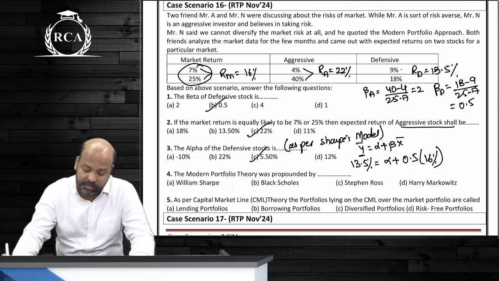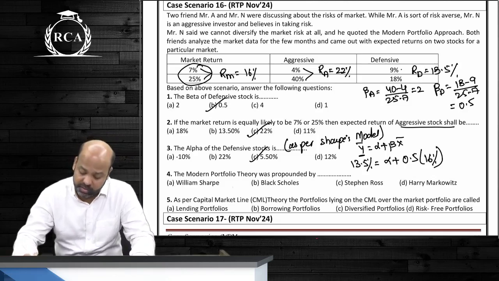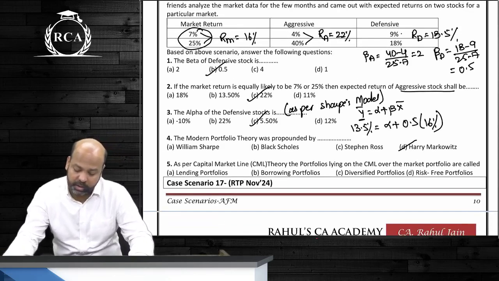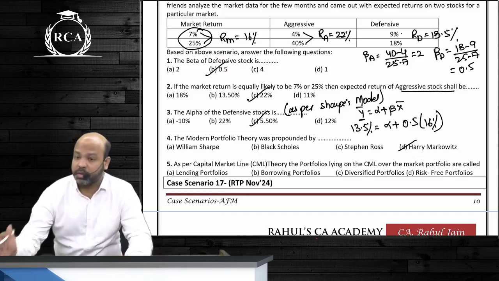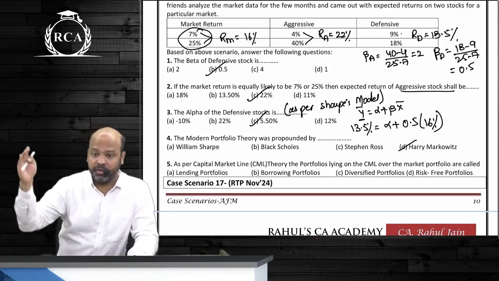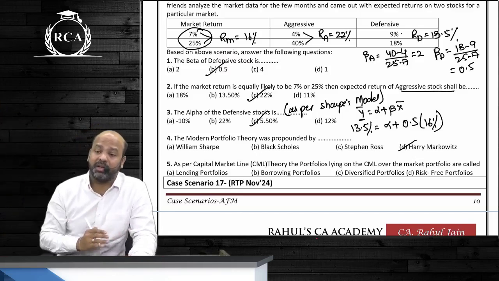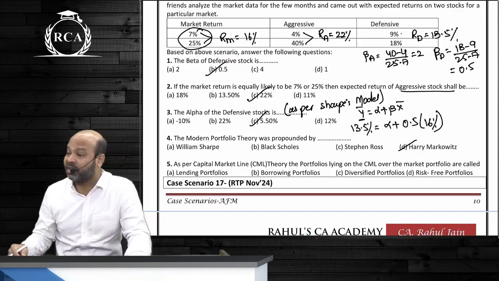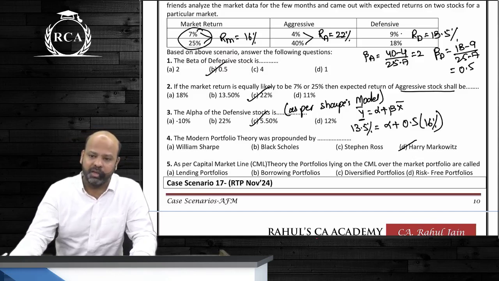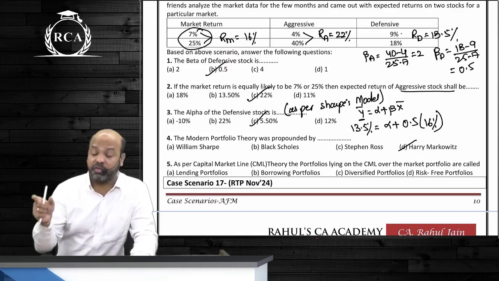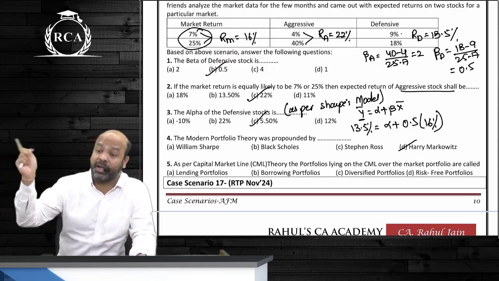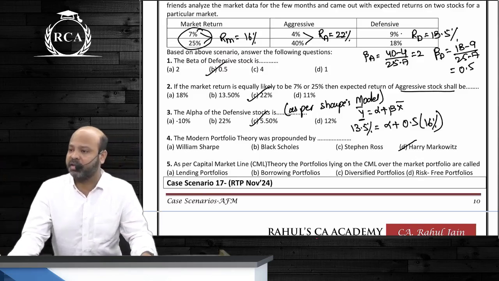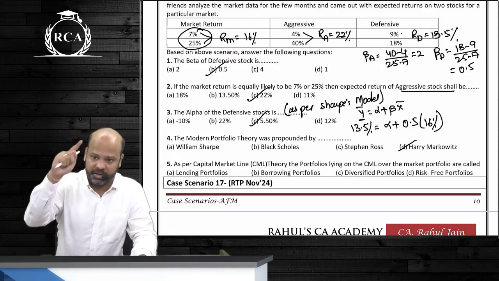Modern portfolio theory was given by Markowitz. As per capital market line theory, portfolios lying on the CML, there were two things. One is above the market return, one is below the market return. Below the market return means the return that you are generating is less than market return. When will you generate less than market return? When you invest a part of your portfolio in risk-free securities. So lending portfolio is below the market return. Above the market return, when will you generate a higher return than the market? When you borrow at risk-free rate and invest more. Do you remember this explanation?